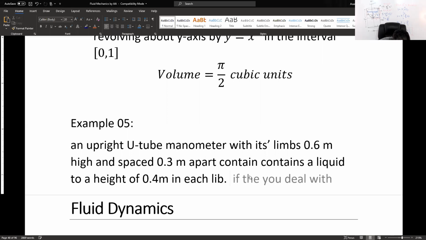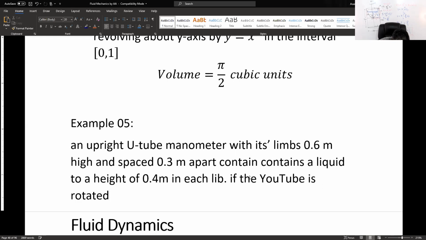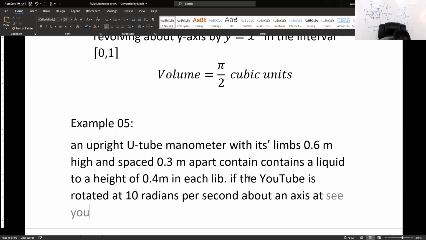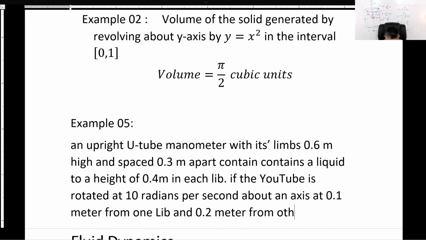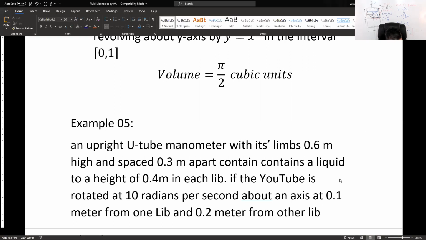If the U-tube is rotated at 10 radians per second about an axis at 0.1 meter from one limb and 0.2 meter from the other limb, what would the levels of the liquid be in the limbs?